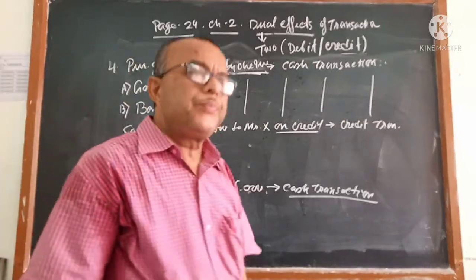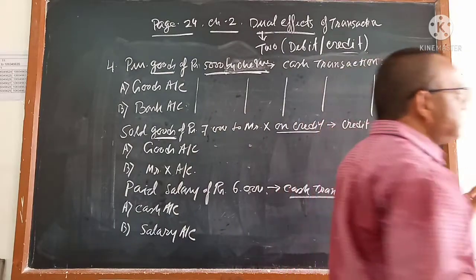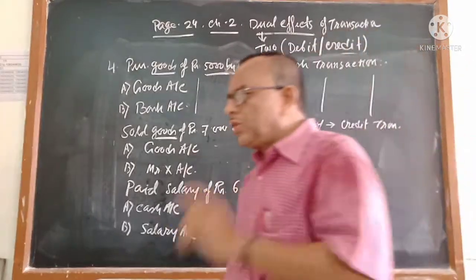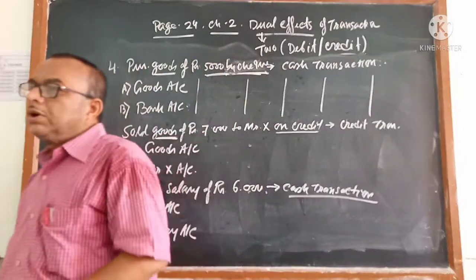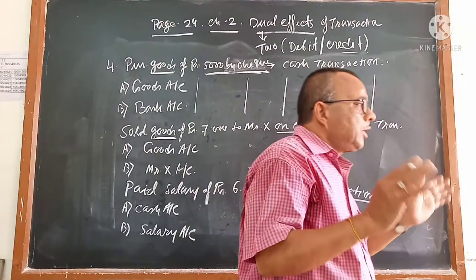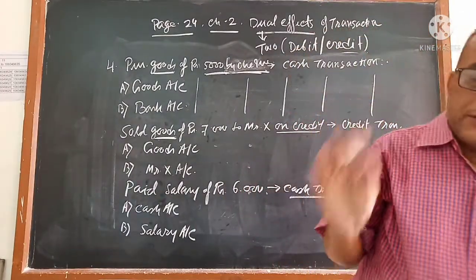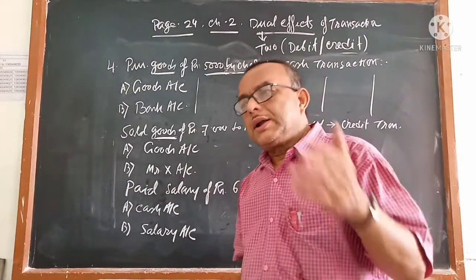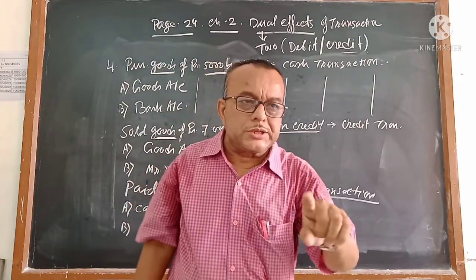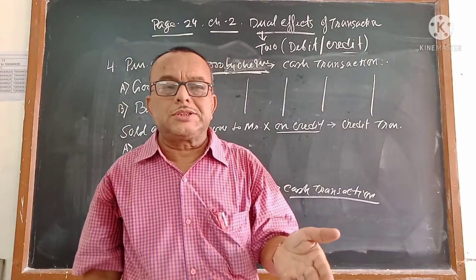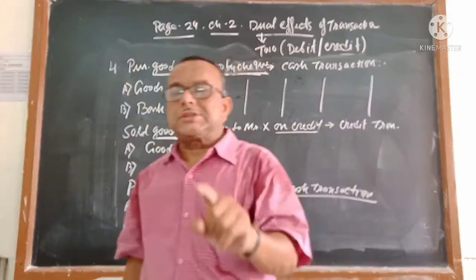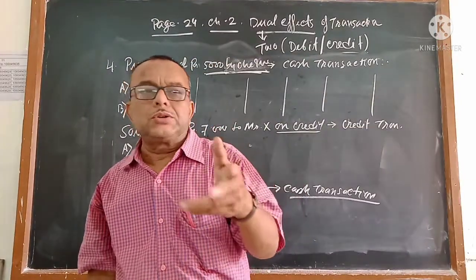Once again I want to tell you. Read each transaction very carefully. In the first step, try to find out whether it is a cash transaction or a credit transaction. If you are able to find that correctly, then 50% of the work in the next steps is already done. But if you make mistakes there, the next steps may also go wrong. Once you find out whether it is a cash or credit transaction, then find out the next step.